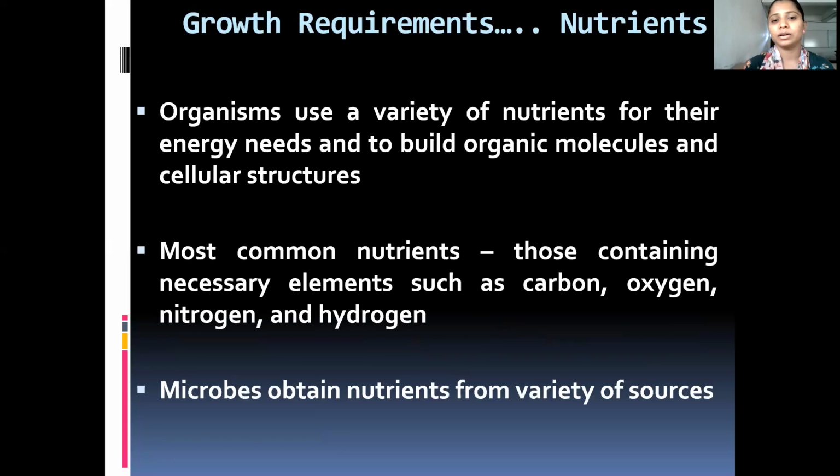Growth requirements: bacteria need nutrients for their growth. Organisms use a variety of nutrients for their energy needs and to build organic molecules and cellular structures. The most common nutrients are those containing necessary elements such as carbon, oxygen, nitrogen, and hydrogen. Microbes obtain nutrients from a variety of sources.